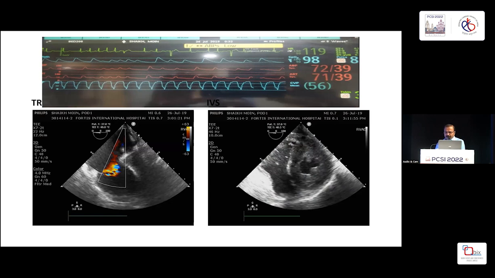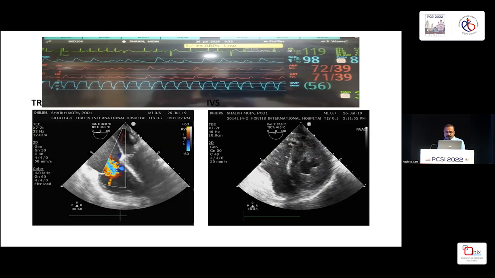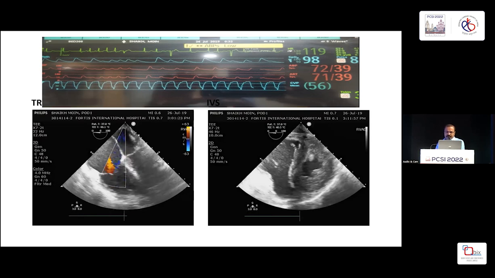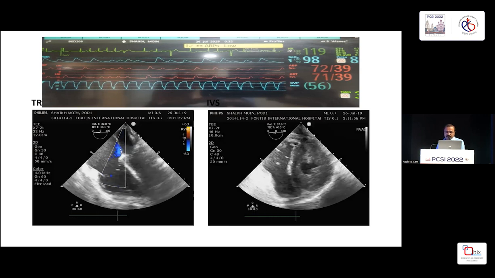CVP started rising. There was hypotension. And we inserted a TE probe. His RA was dilated, RV was dilated. There was significant TR. We did the transgastric imaging. In transgastric imaging, his LV function was also down. The striking feature here is the location of the septum. There was flattening of the interventricular septum at the end of systole.